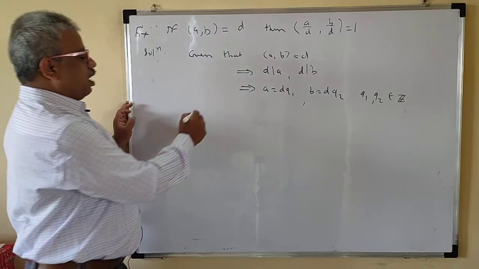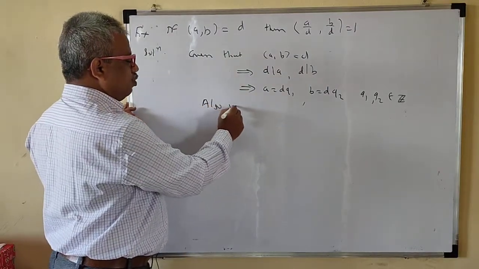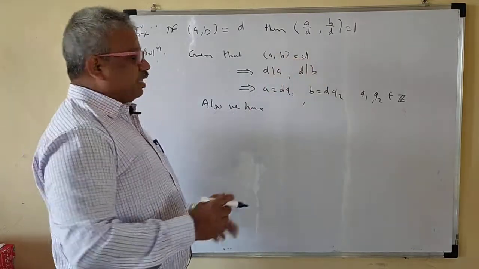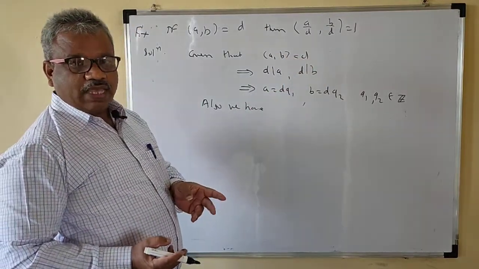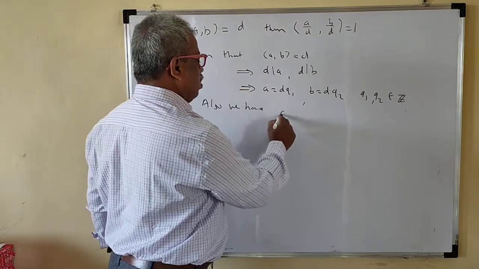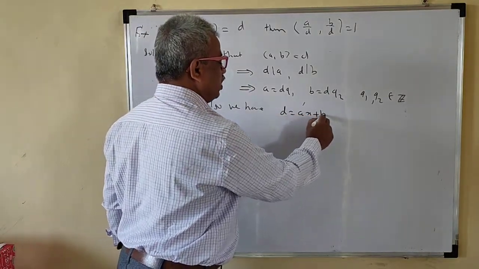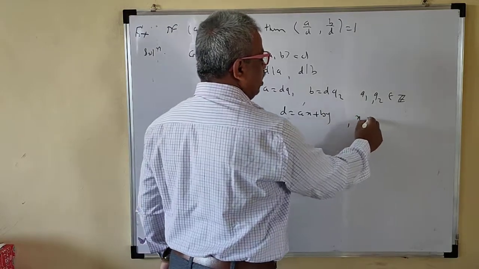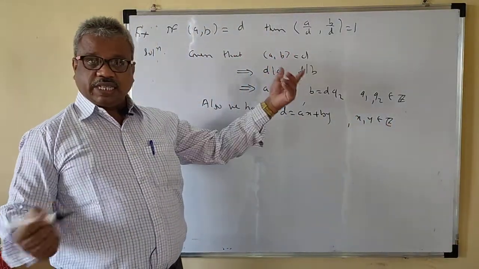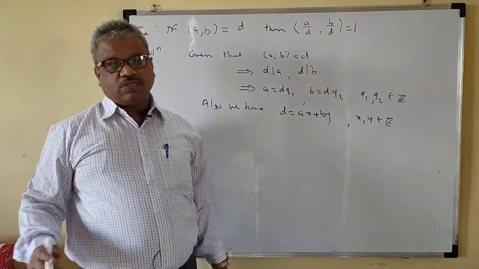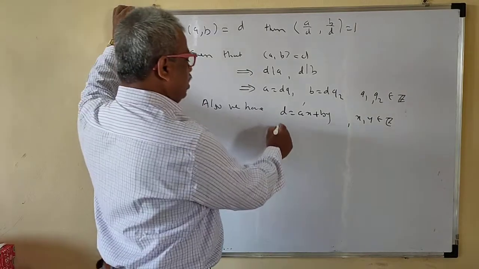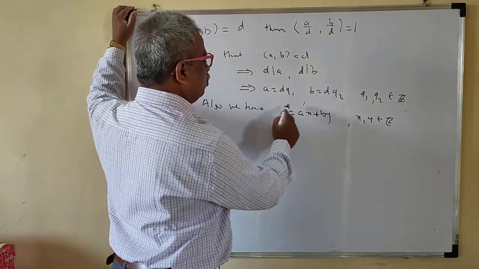Also, D is the GCD of A and B. That means there exist two integers X and Y such that D is a linear combination of A and B. So we have D is equal to AX plus BY, where X and Y belong to Z. This is by the theorem we proved: GCD is always expressible as a linear combination of A and B.